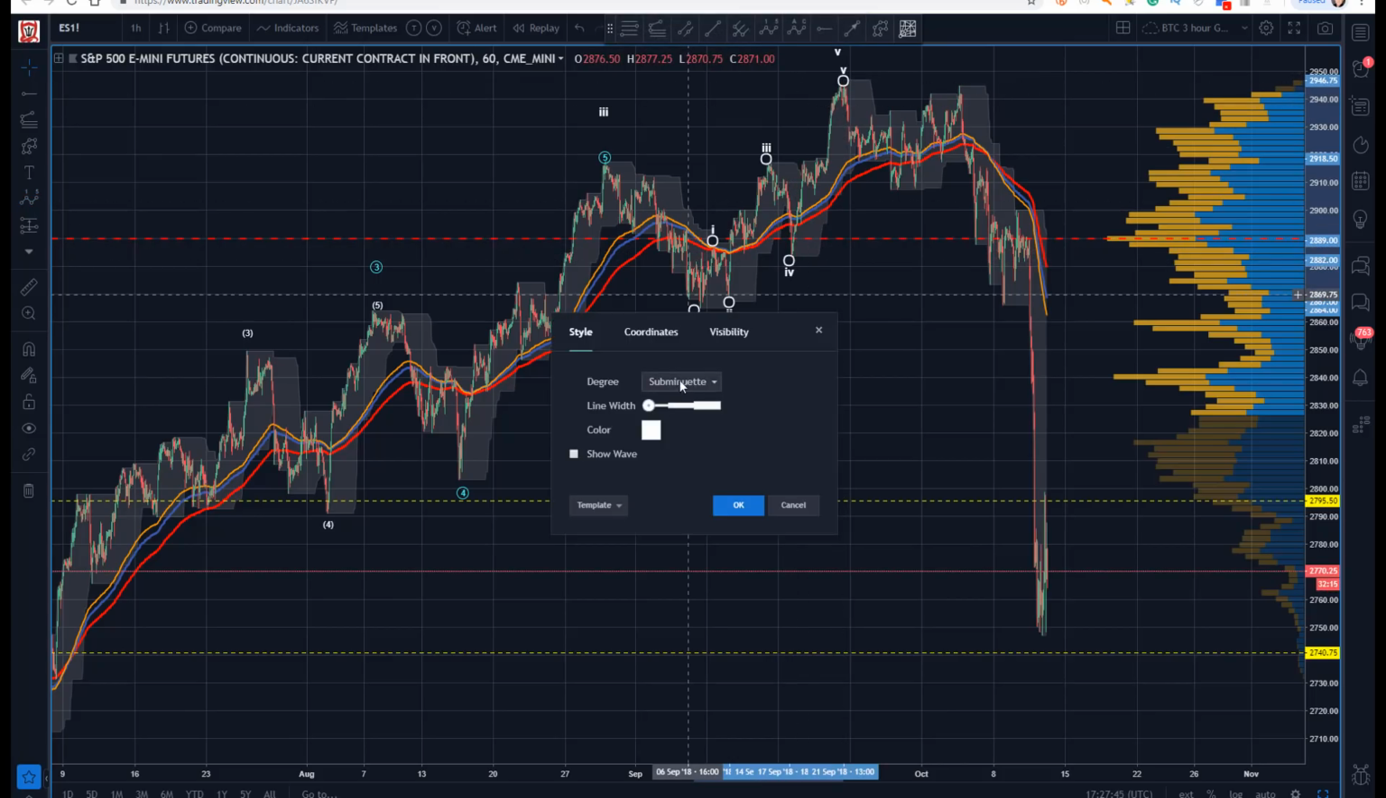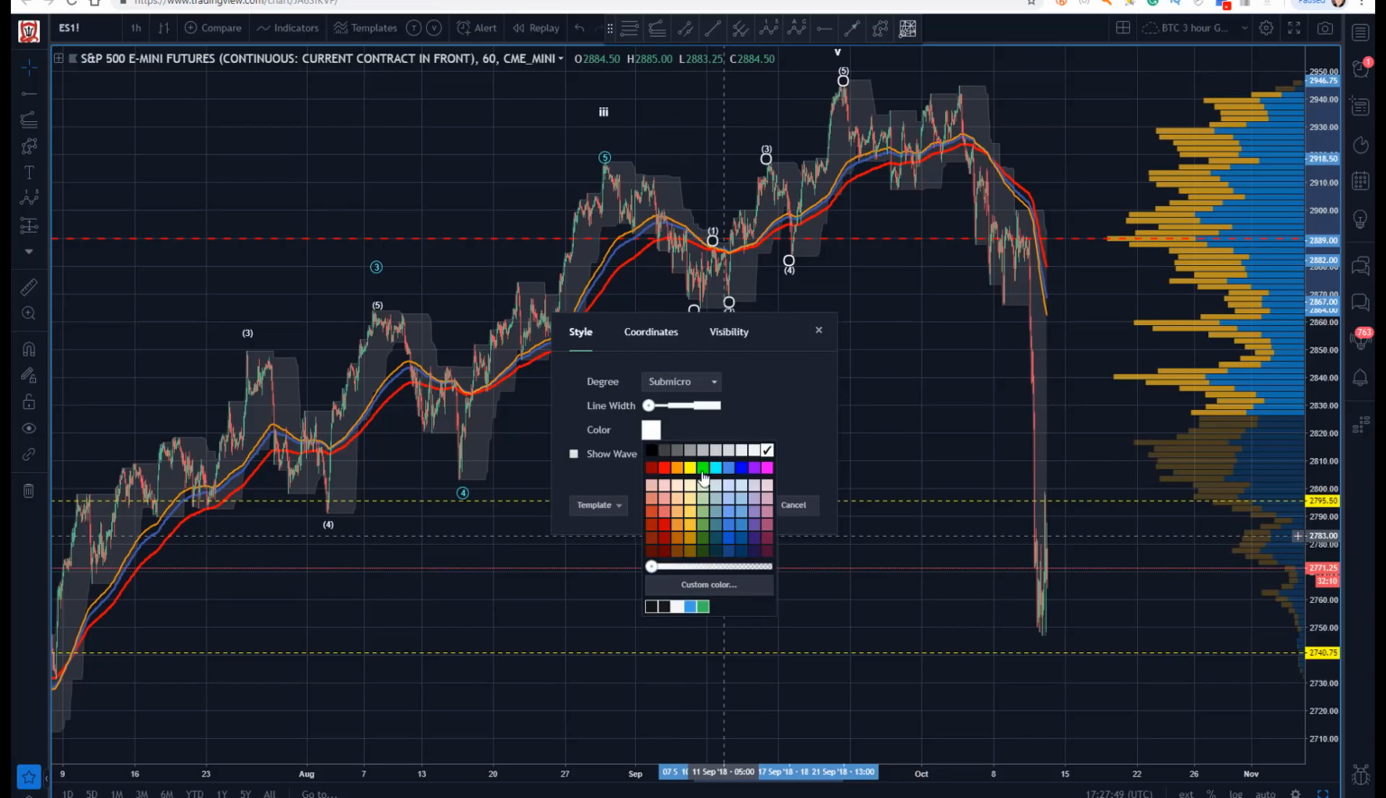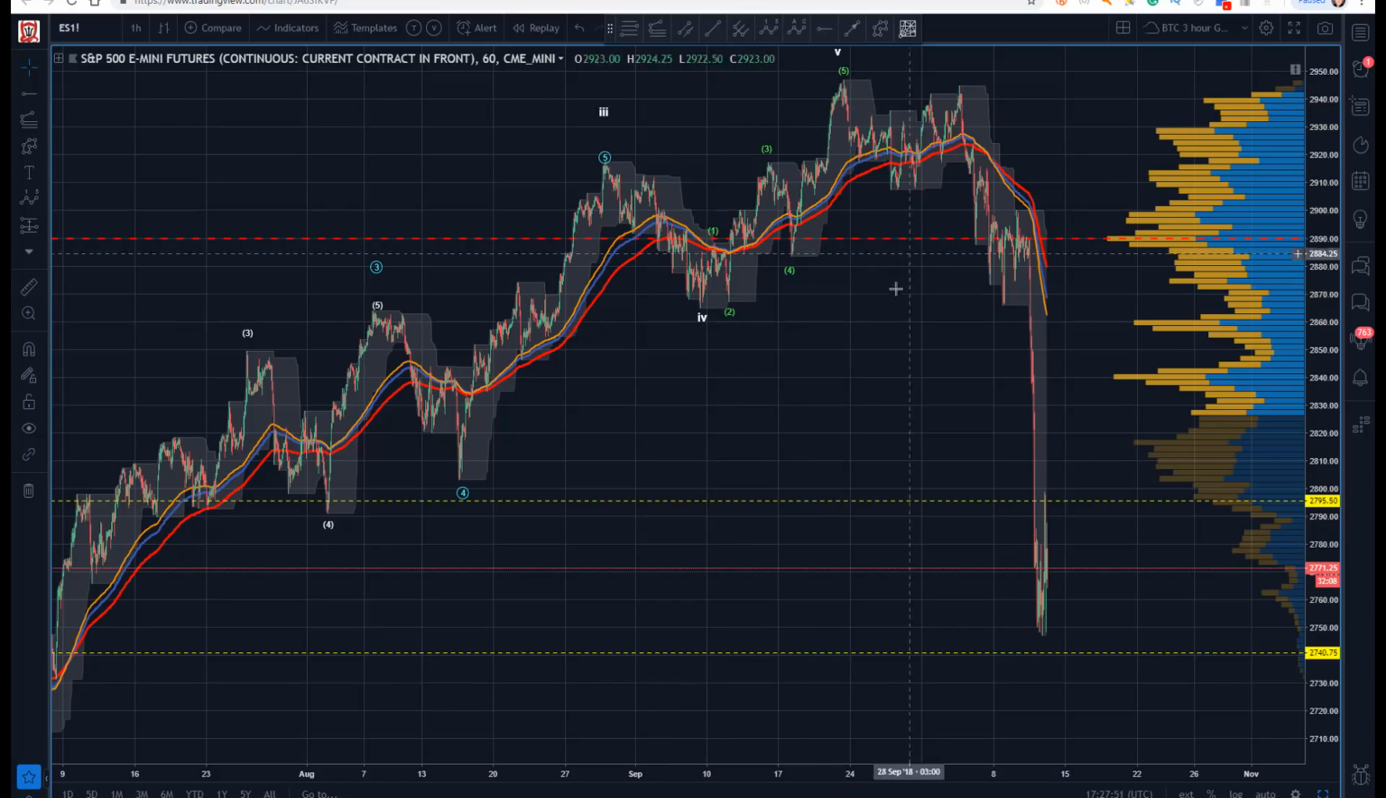Let's go down, and we'll put that in. Put that in green. Okay, so with this 4 overlapping the 1, we have a diagonal. So we're anticipating an ABC. Now we have a deep 4.